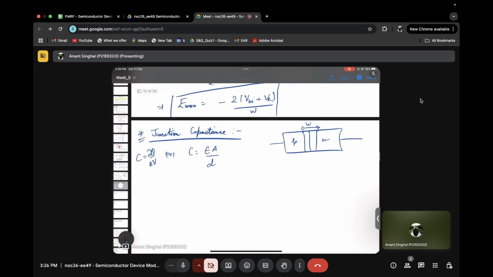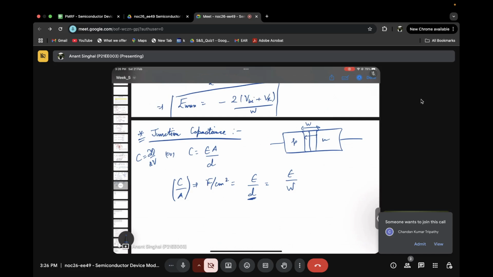In this, we always keep the junction capacitance divided by the area. So this is nothing but farad per centimeter square. So we always normalize the capacitance by area, and the formula for that is epsilon by d. And here you can see d is the distance between the plates, right? Which is nothing but the depletion width. Is this thing clear?